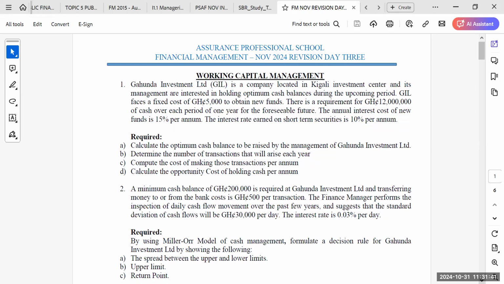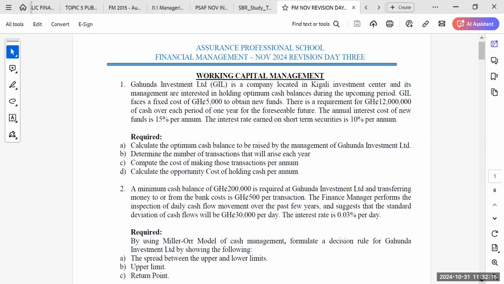Gahunda Investments Limited is a company located in Kigali Investment Center, and its management are interested in holding optimum cash balances during the upcoming period. GIL faces a fixed cost of 5,000 Ghana cedis to obtain new funds. There is a requirement for 12 million Ghana cedis of cash over each period of 1 year for the foreseeable future. The annual interest cost of new funds is 50% per annum. The interest rate earned on short-term securities is 10% per annum.